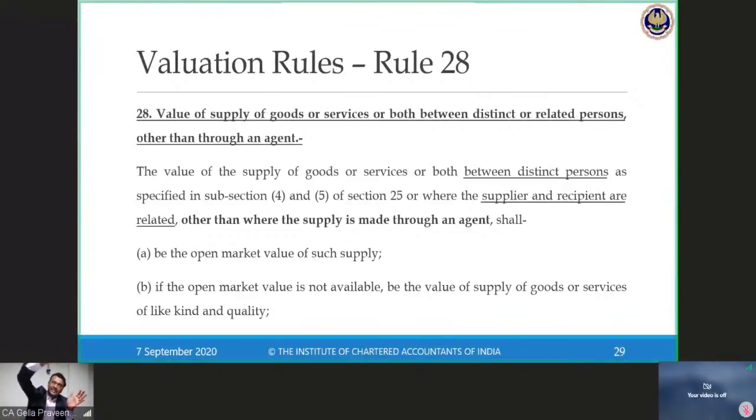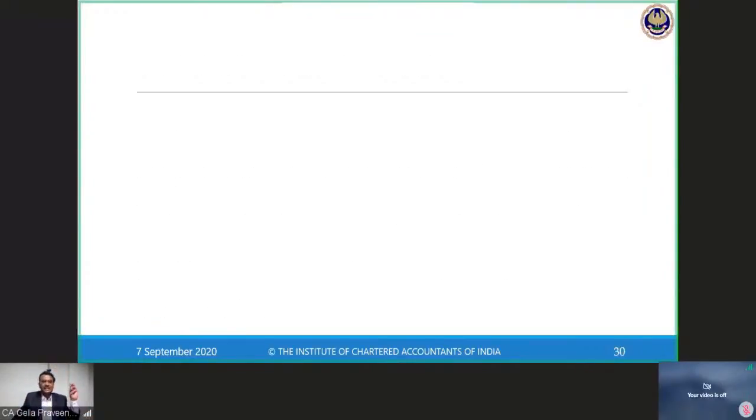Now, when it is moving from one branch to another branch, open market value is definitely not possible. In that case, they're saying that when open market value is not available, use like kind and quality. Again, in this scenario, like kind and quality is nothing but the value that I have adopted. So that goes as my transaction value.